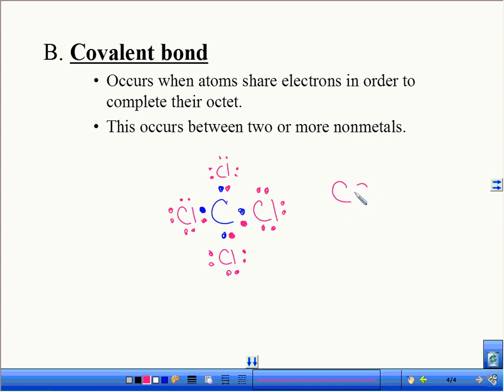This is CCl4. The 4 is for the 4 chlorines going around. This is called carbon tetrachloride. And that's a covalent bond. And it occurs between nonmetals. There's carbon and chlorine, which are 2 nonmetals.